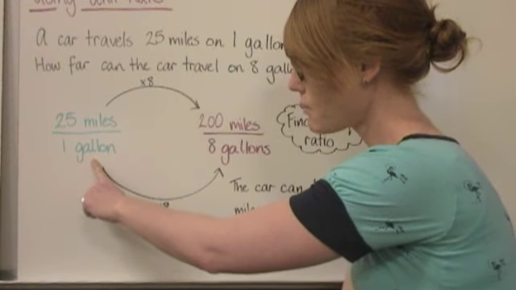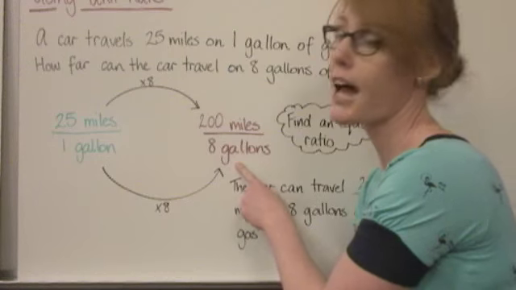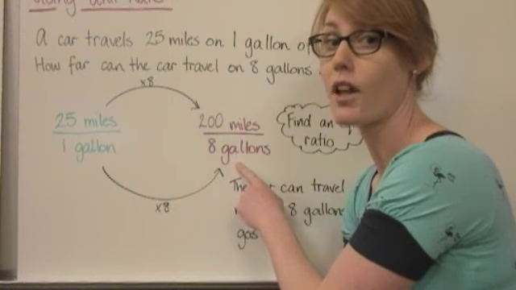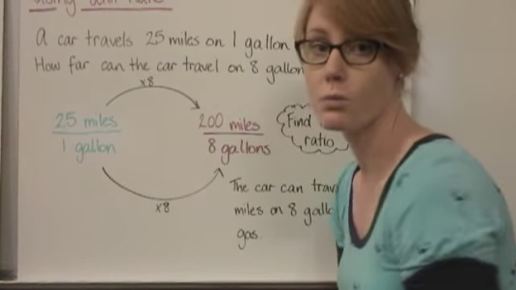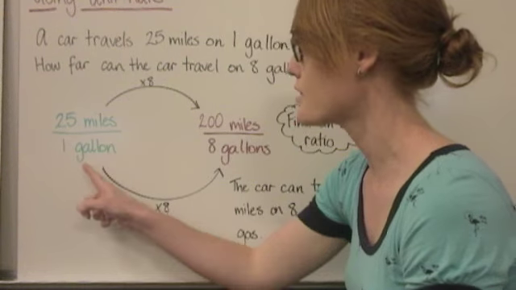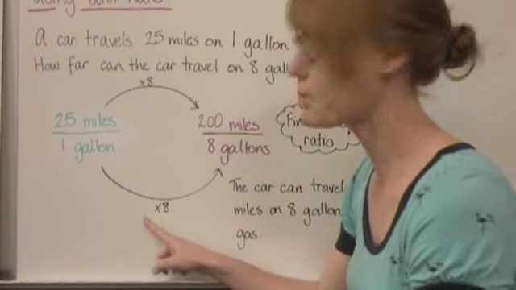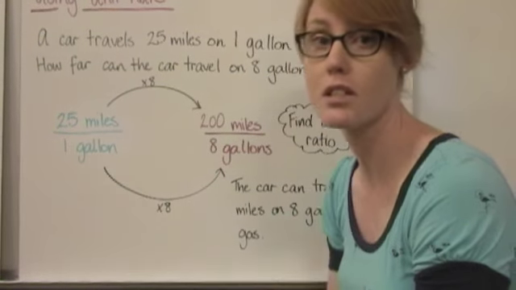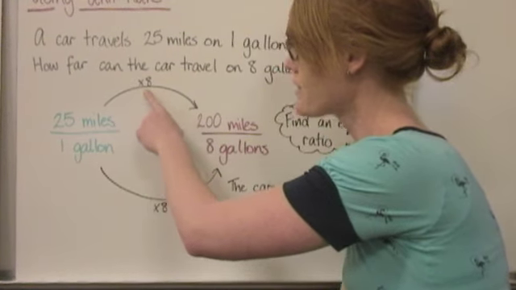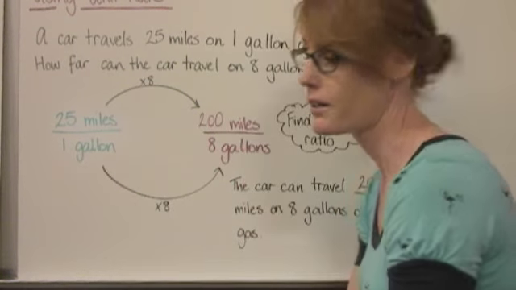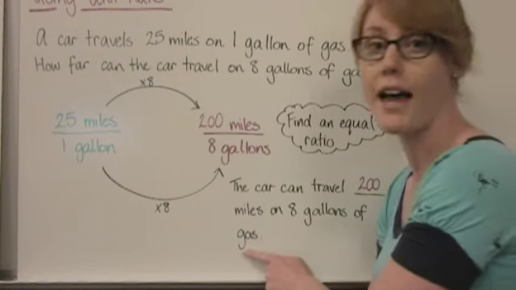Well, we've already multiplied the second term by 8. We know we're trying to find out how many miles the car can travel on 8 gallons of gas. And to do that, we need to find an equal ratio. When we find an equal ratio, we need to do the same to each term in the ratio. So we've already multiplied this by 8. We need to do the same to the top term in the ratio. So now we multiply 25 miles by 8, and we find that that gives us 200 miles. So the car can travel 200 miles on 8 gallons of gas.